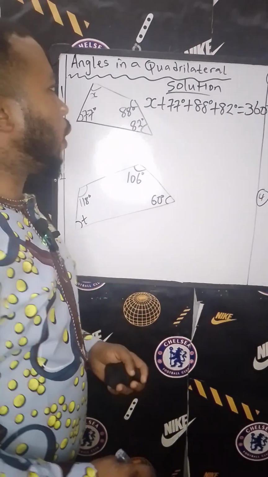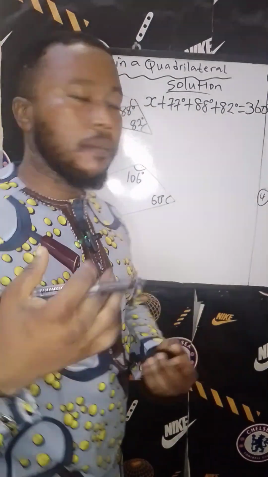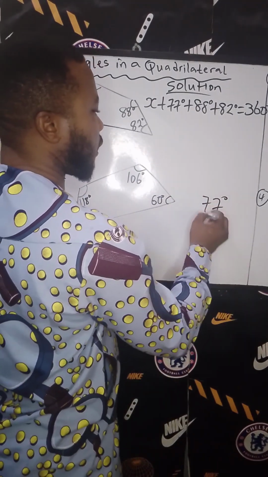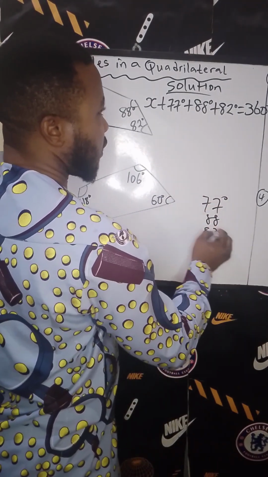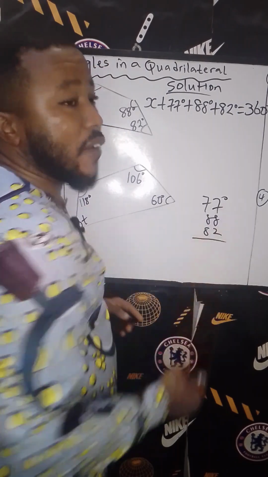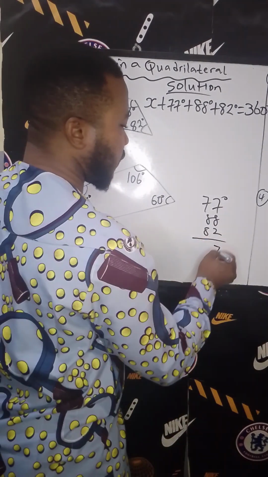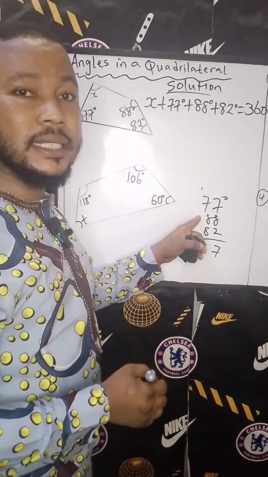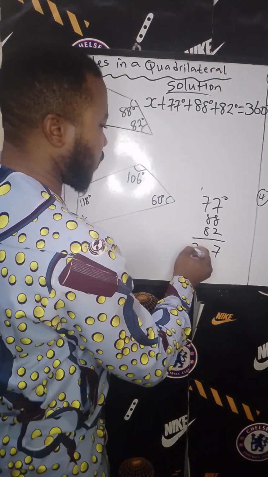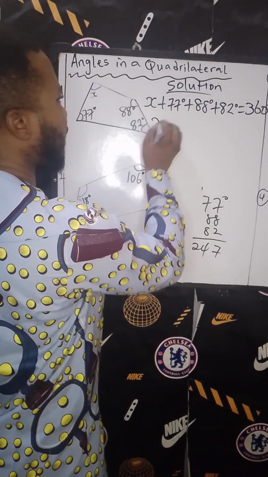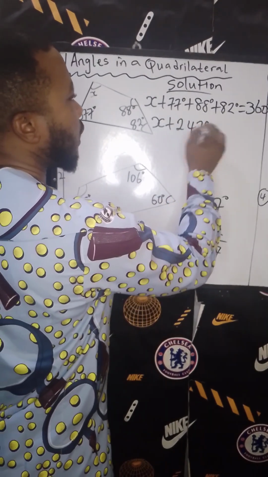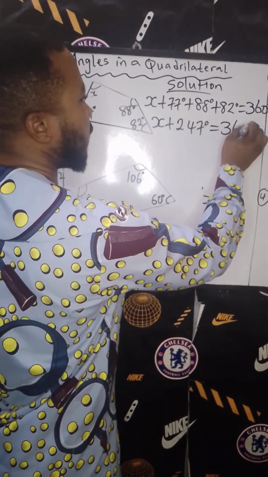Okay, so we'll be adding this by ourselves. That is, we do the full working here: 77 degrees, 88 and 82. 7 plus 8, we are having 15 plus 2, that is 17. Add it here. 1 plus 7 is giving us 8 plus 8 is 16. 16 plus 8 is 24. So this simply means x plus 247 degrees is equal to 360 degrees.